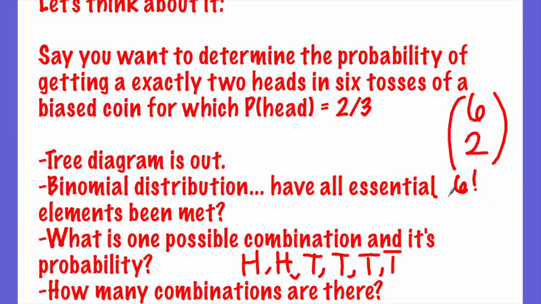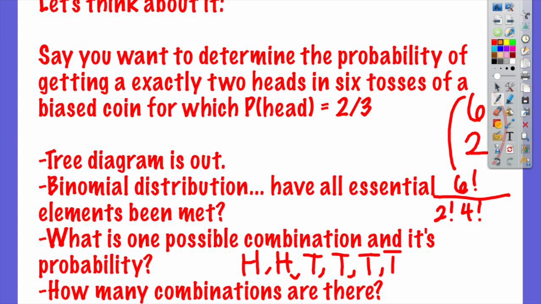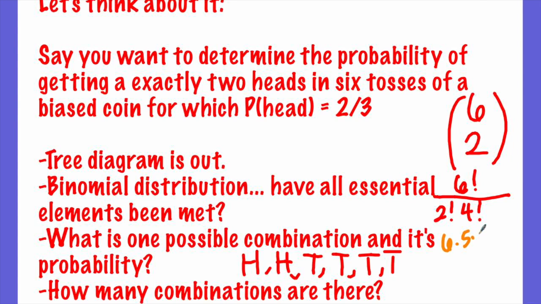6 factorial all over... Remember, what does factorial mean? 6 times 5, so 6, 5, 4, 3, 2, 1. 2 factorial, and then 4 factorial. These cancel out with these because everything's being multiplied. 6 times 5 divided by 2. There are 15 combinations. Okay? There are 15 different ways that you can get 2 heads and 4 tails.